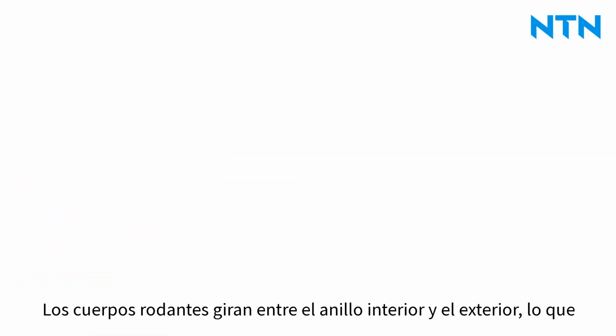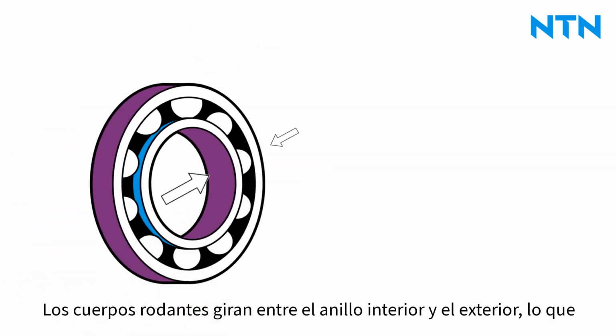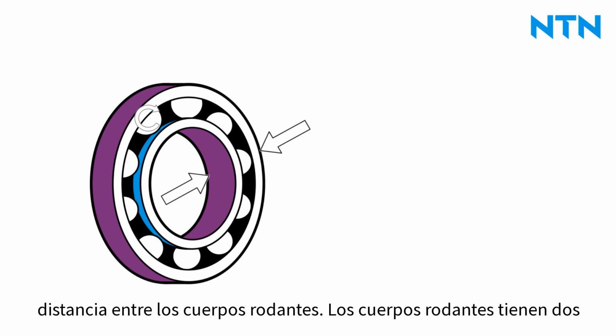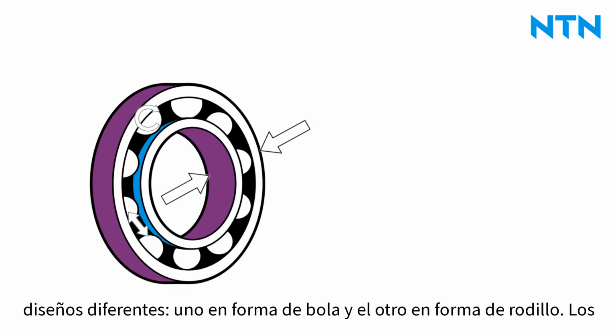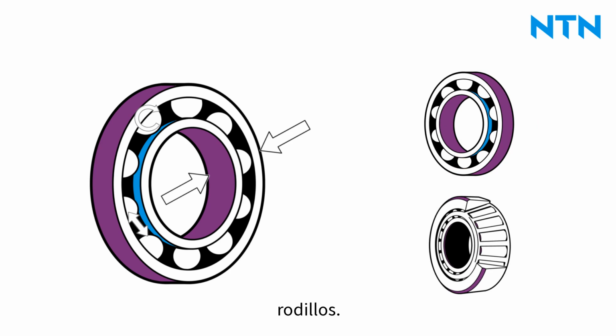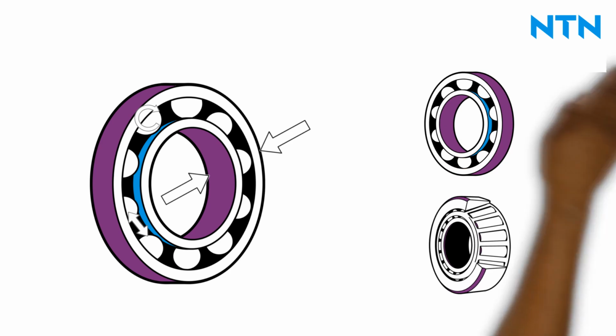The rolling elements roll between the inner and outer ring, which enables the bearings to rotate. The cage keeps the distance between the rolling elements constant. Rolling elements come in 2 different designs, one in ball form and the other in roller form. The different bearing types are then referred to as ball or roller bearings.